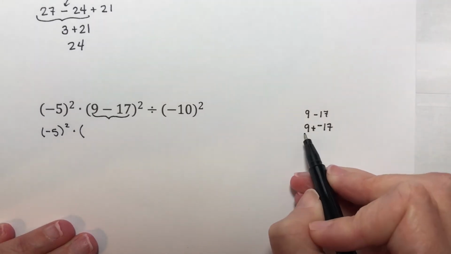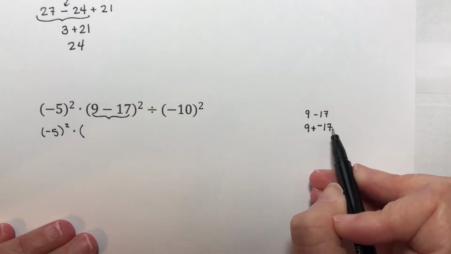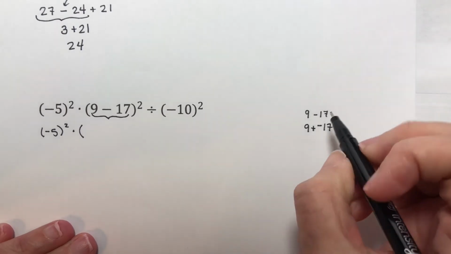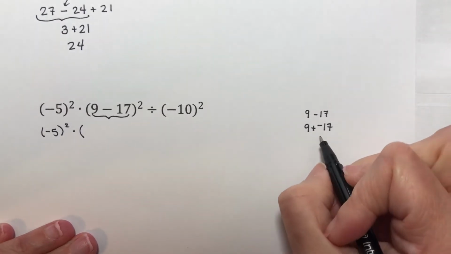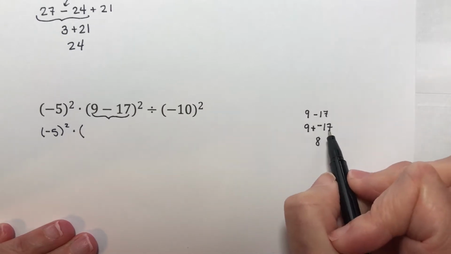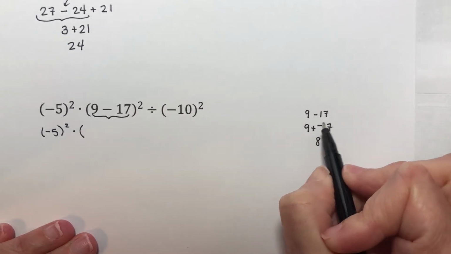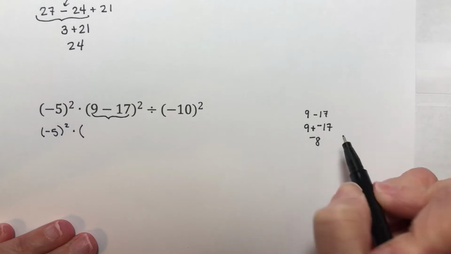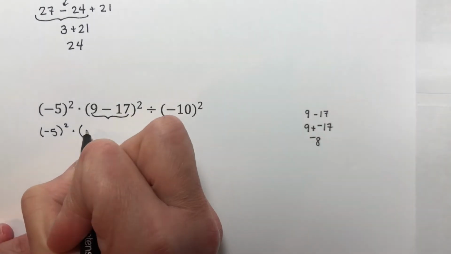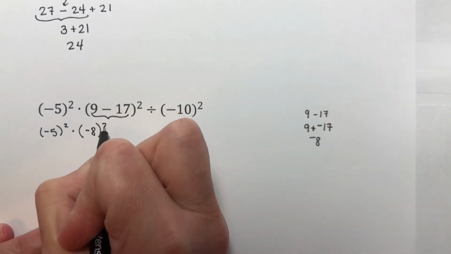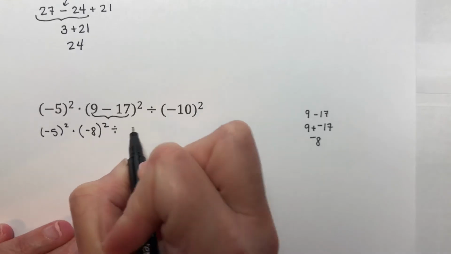We have opposite signs, so we are subtracting absolute values. 17 minus 9 is 8. The 17 had the larger absolute value and was negative, so that's negative. So what goes in here? A -8. Don't lose your parentheses.